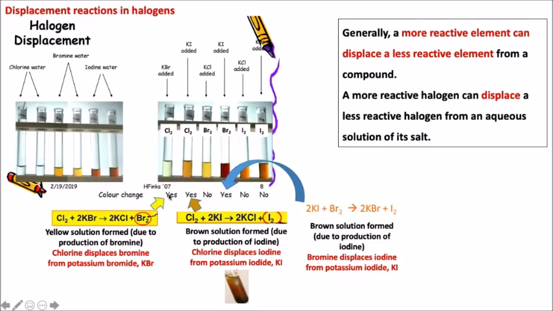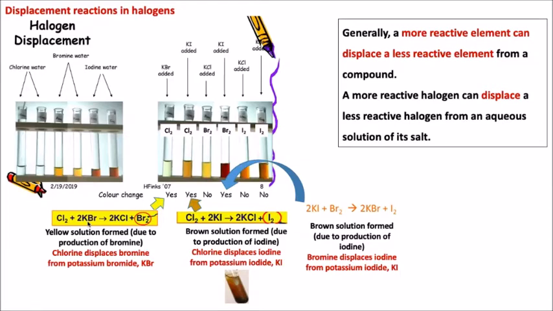What is the reaction that is taking place? The chlorine in the test tube reacts with potassium bromide. So you can look at the equation in the yellow box here. Chlorine in the test tube reacts with the potassium bromide that I have added to it, and that gives us potassium chloride and bromine gas.